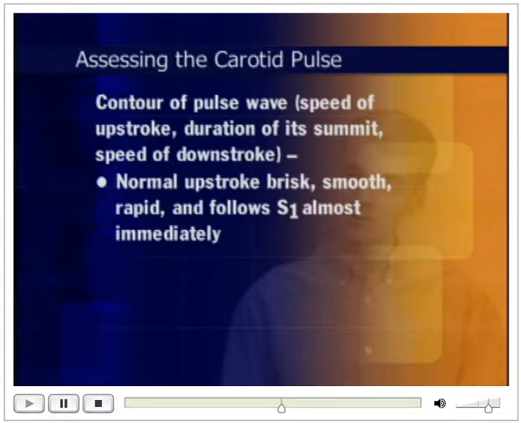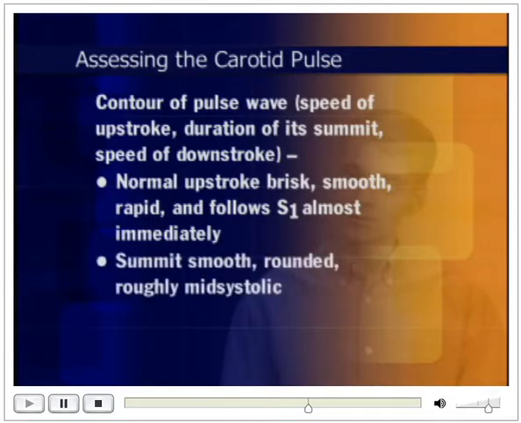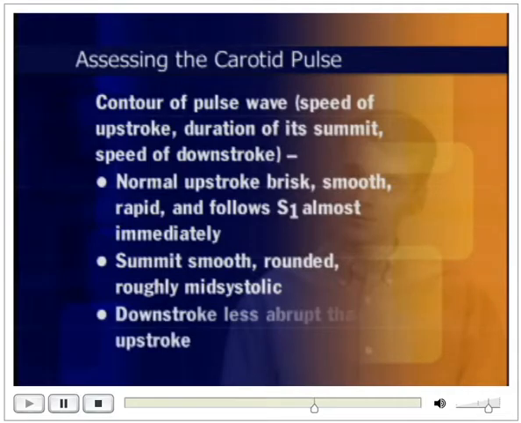Note the contour of the pulse wave, that is, the speed of the upstroke, the duration of its summit, and the speed of the downstroke. The normal upstroke is brisk, smooth, and rapid, and follows S1 almost immediately. The summit is smooth, rounded, and roughly mid-systolic. The downstroke is less abrupt than the upstroke.